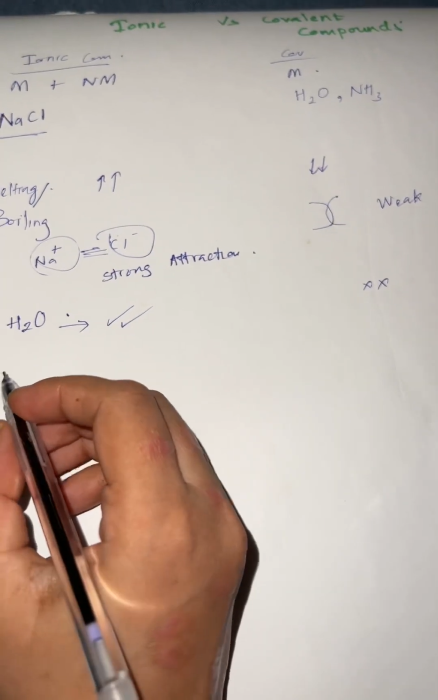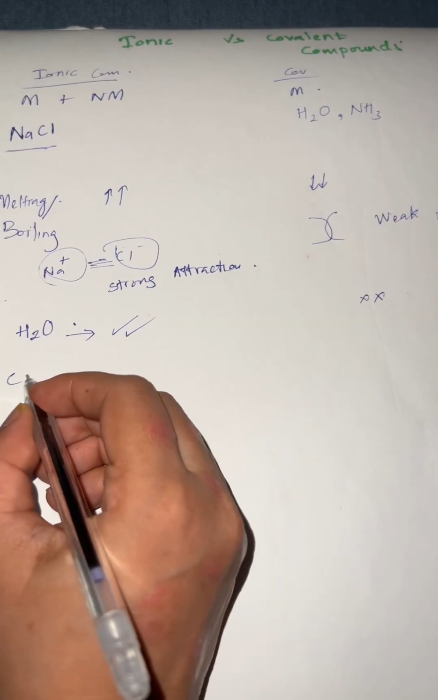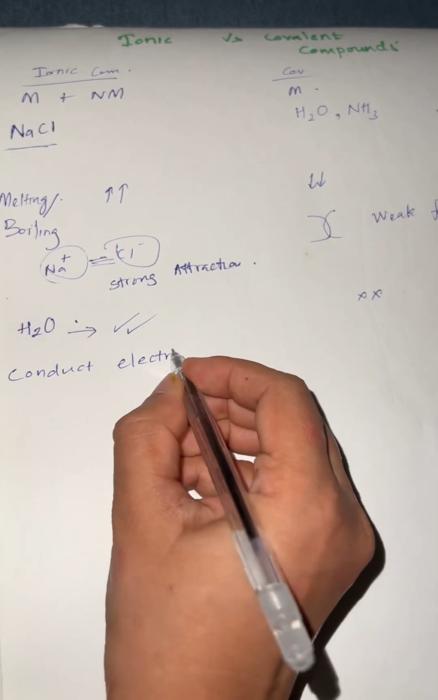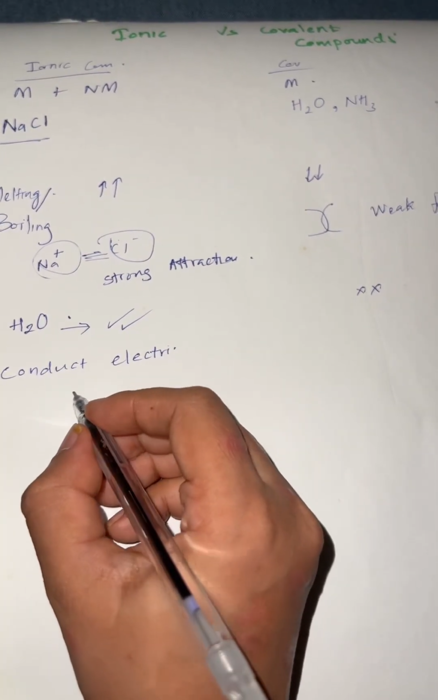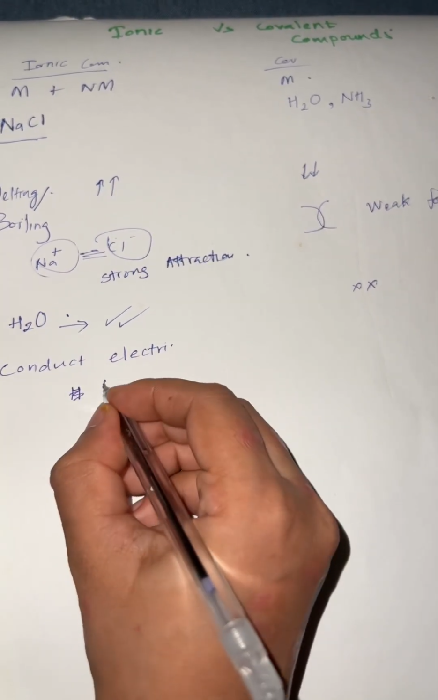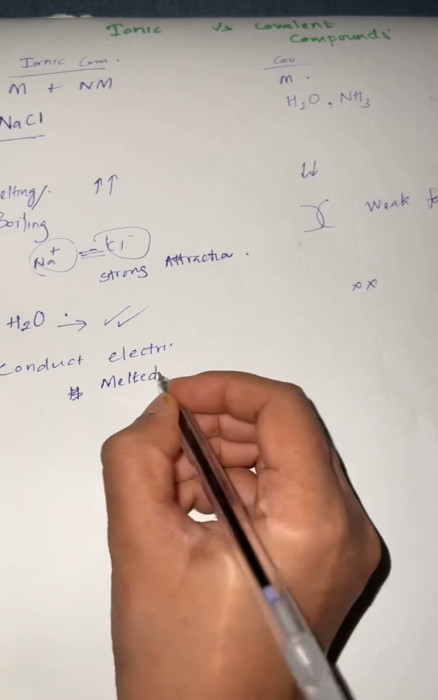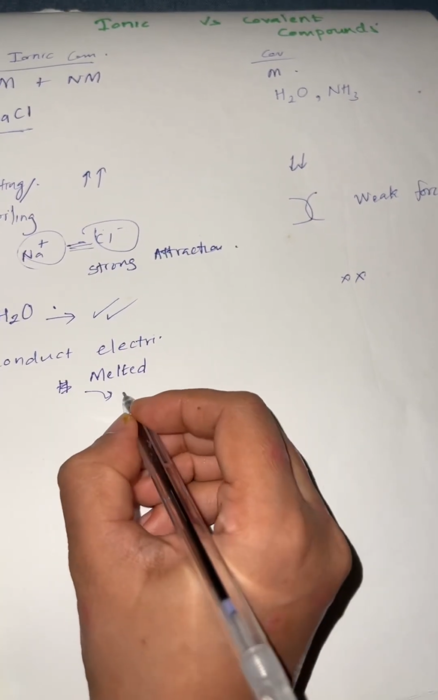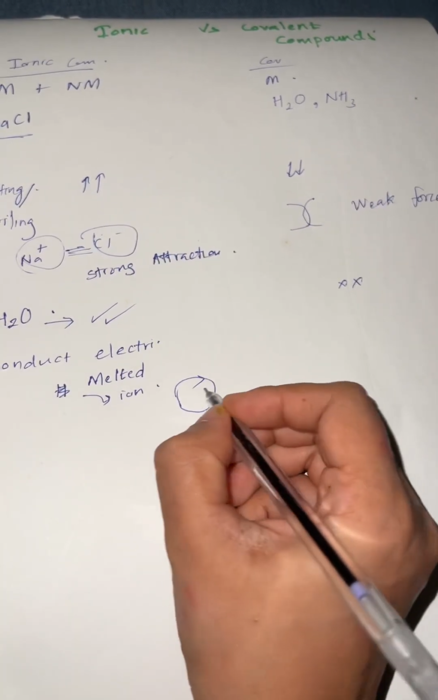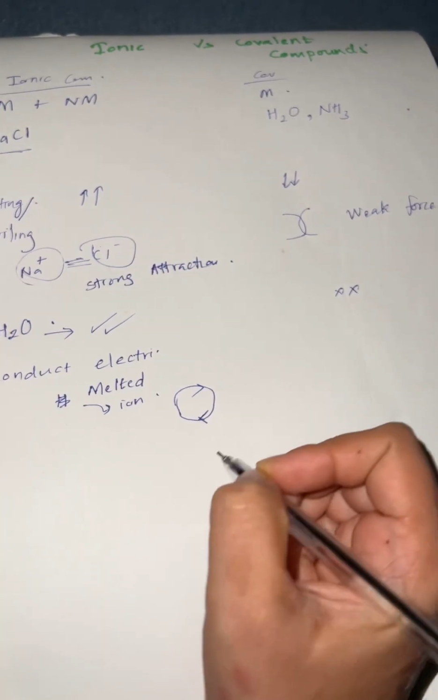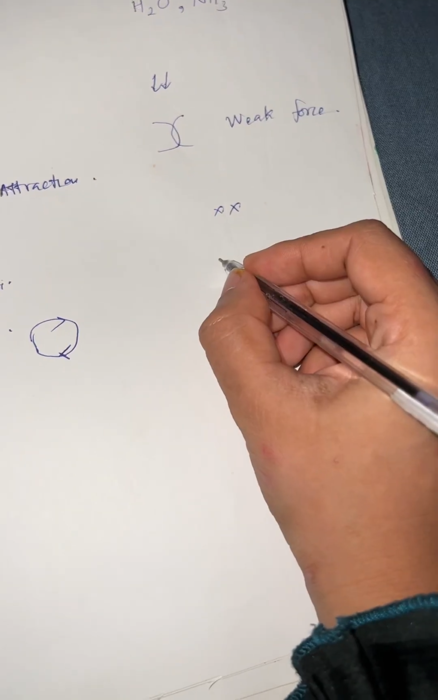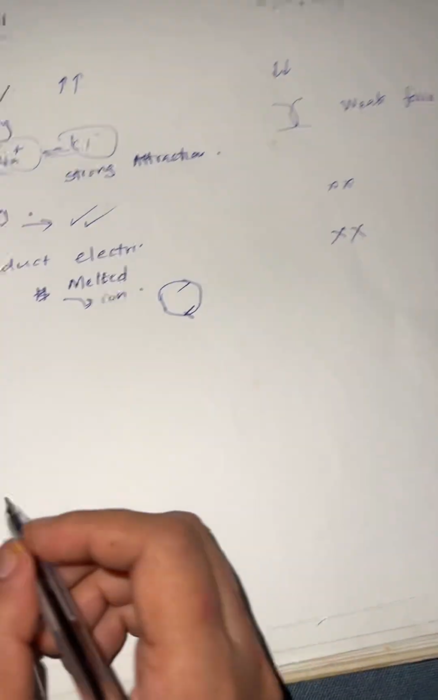Then the third thing is conducting electricity, right? In ionic compounds there are ions formed. So in the melted state, or by dissolving in water, we can form the ions, so they can pass on a current. Covalent compounds are not conductive, right? They are not able to conduct electricity.